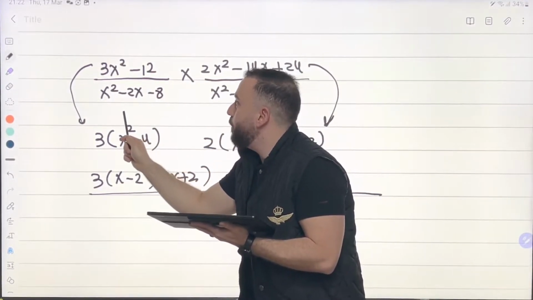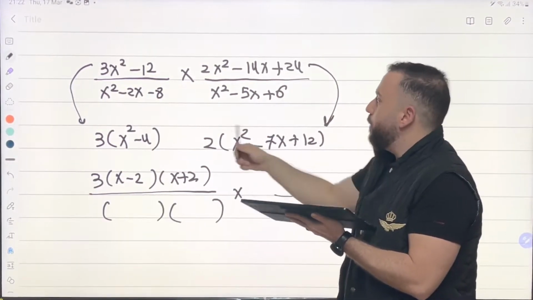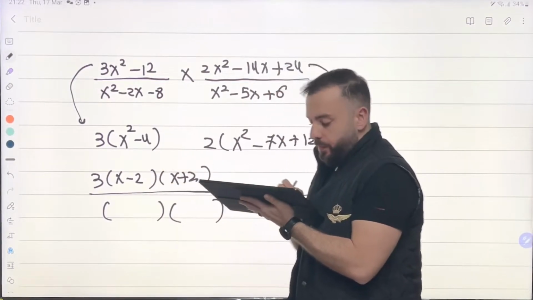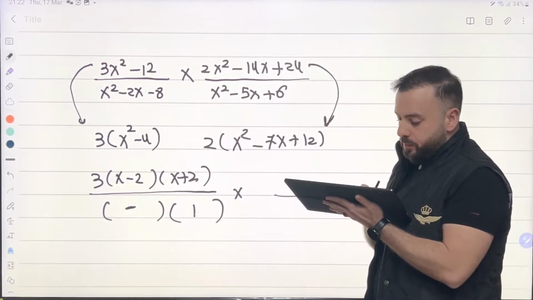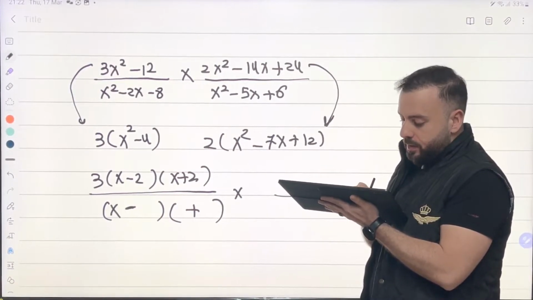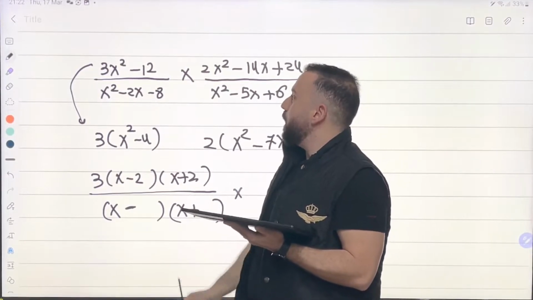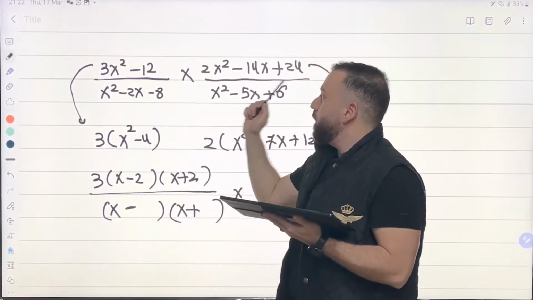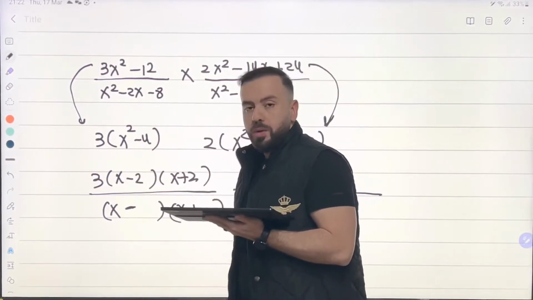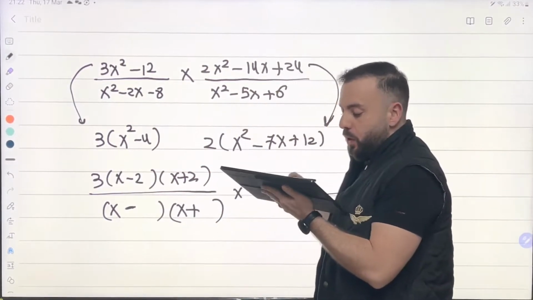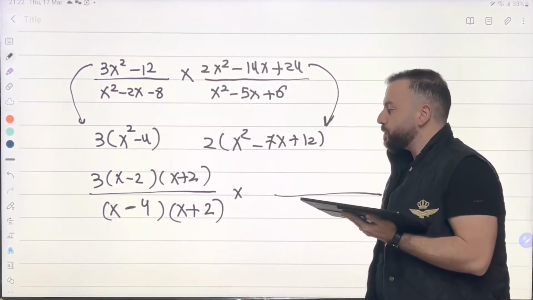Is it ready to be factorized? Yes. Open bracket, open bracket. The first sign is what? Negative. Negative times negative, positive. So x, as you can see here. Okay, what are the two numbers? I multiply them, it gives me 8, and their subtraction is equal to negative 2. That's going to be 4 and 2 here.